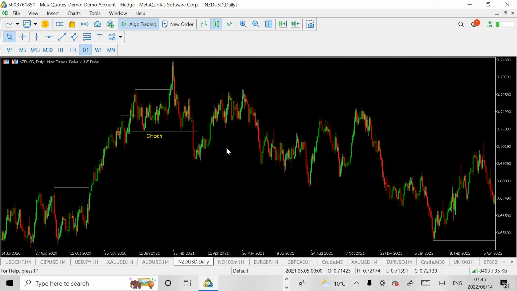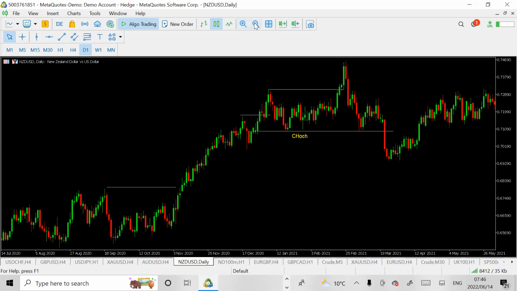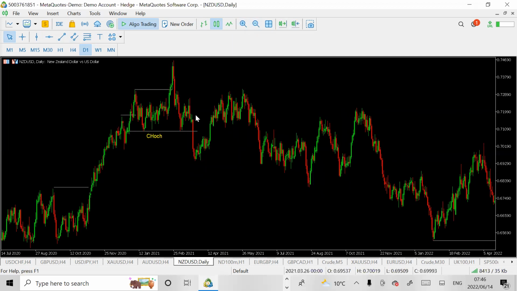So you got it. I do. So when a CHoCH happens, we return to the order block that broke the structure after breaking the shift. Yes, that's good. So we're gonna mark the order block which broke the structure. There are a couple of order blocks that we see here. A lot of order blocks that we see here.